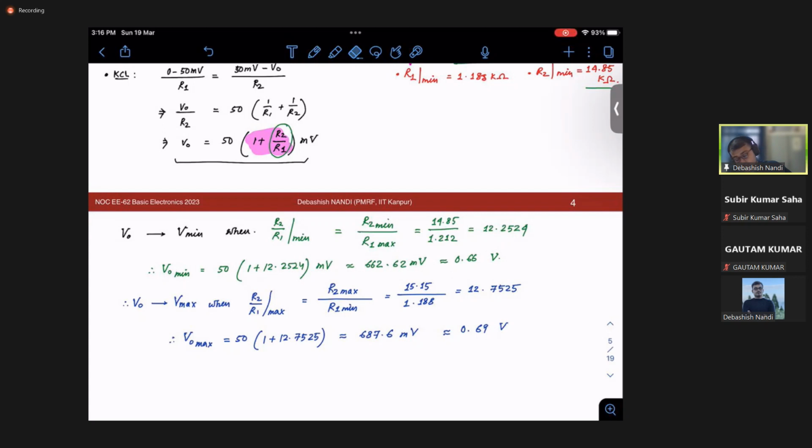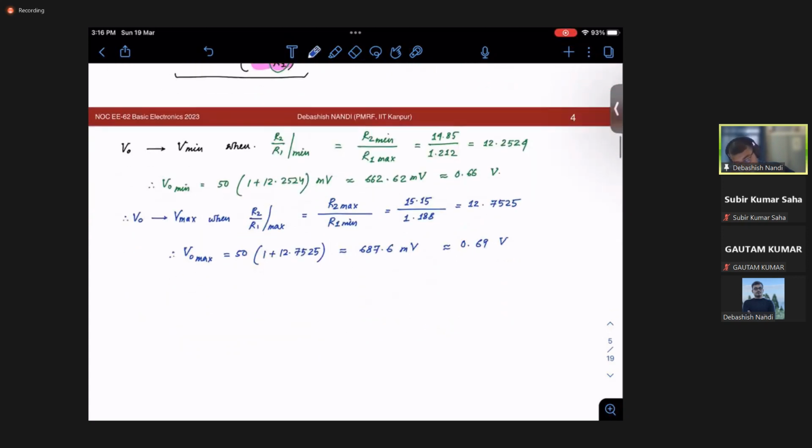So your V naught will vary from 662.62 millivolt to 687.6 millivolt.